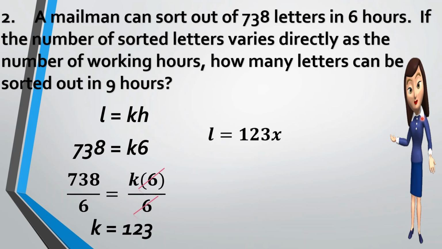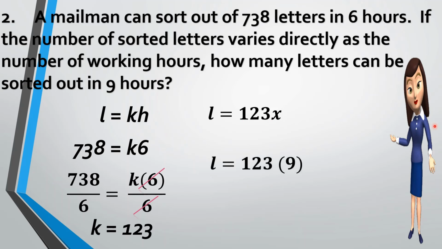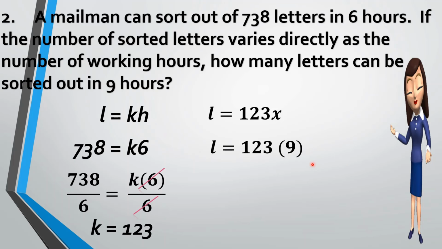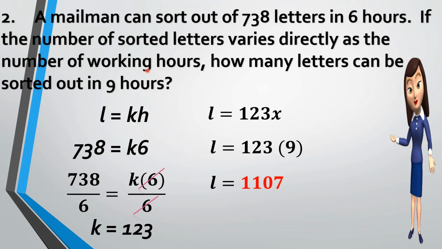123. Then let us get the equation of variation. L is equal to 123x. After that, we need to substitute the value of x, which is 9. So 123 times 9 is 1,107. Meaning, in 9 hours, nakakapag-sort siya ng 1,107 letters.